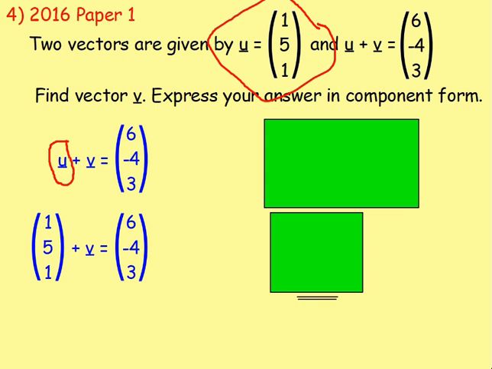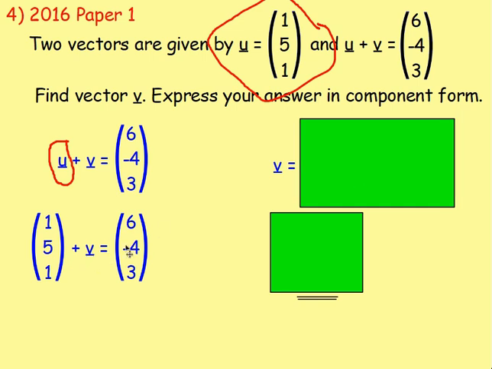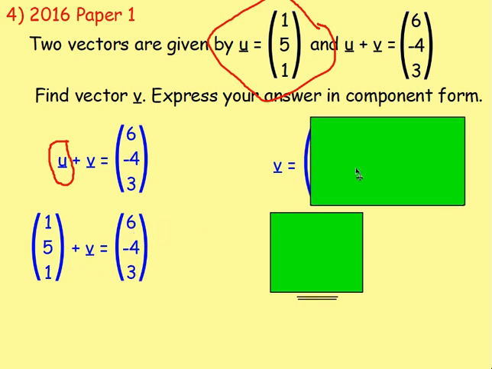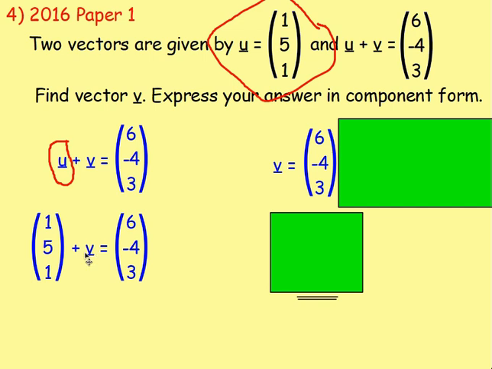After that, we're still wanting to find out vector v. How do we go about getting v on its own? Good. With vector v, we're adding on the 1, 5, 1. We're adding on this vector here. So to get rid of that vector, we just take it away, leaving us just with v on its own. But on the other side, we had the vector 6, -4, 3. What do we have to do?